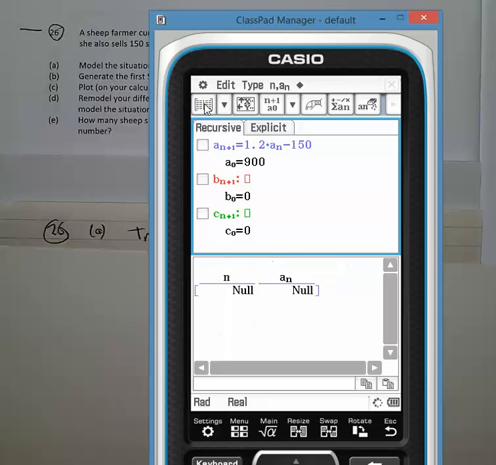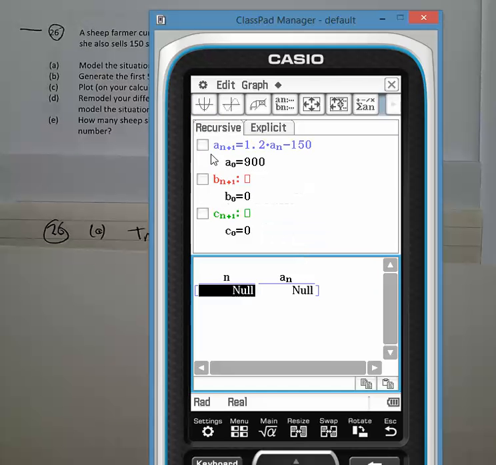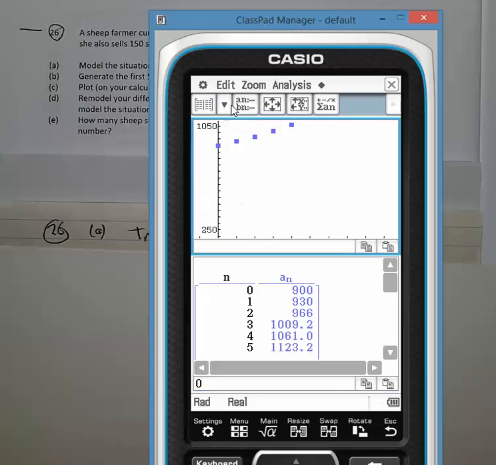And we need to generate the table in order to get a graph. So you can see there, starting at 900, and it's increasing. You can see there, the increase seems to be heading uphill quite dramatically. And if I wanted to, I could analyze it like so.